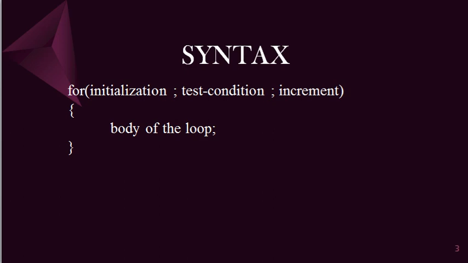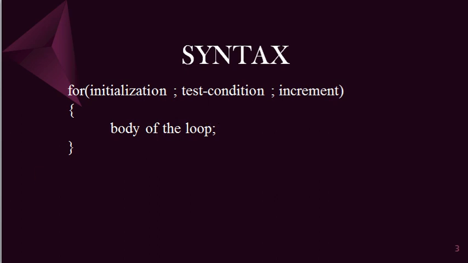The first part is the initialization section, then a semicolon, then the test condition, then a semicolon, then the increment. That is the format. You have to note that after each section there is a semicolon. That is, after the initialization section there is a semicolon, and after the test condition there is a semicolon, then the increment or decrement section, then the closing bracket, then the starting curly bracket, then the body of the loop. So this is the syntax of the for loop.